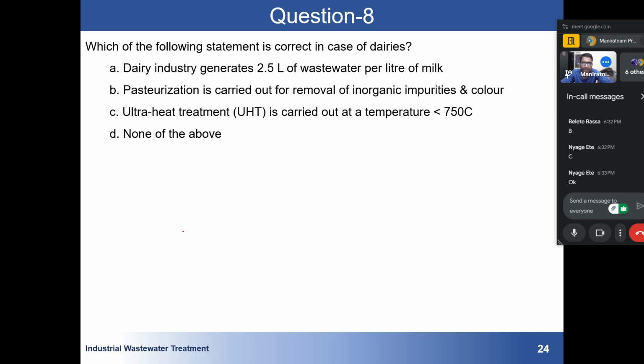Which of the following statements is correct in case of dairy? Now the eighth question is related to the dairy industry. A: Dairy industry generates 2.5 liter of wastewater per liter of milk. B: Pasteurization is carried out for removal of inorganic impurities and color. C: Ultra heat treatment is carried out at temperature less than 75 degrees Celsius. Which statement is correct?